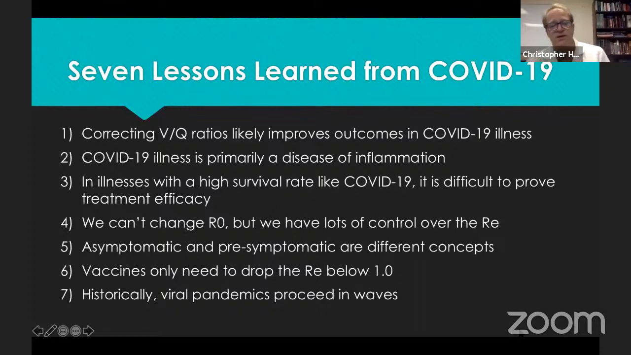A second one is that COVID-19 illness is primarily a disease of inflammation, and this has been a changing understanding over the last year. And so, for example, one of the things that we do to decrease inflammation in medicine is to give corticosteroids, and we give that for a vast number of conditions. I hurt my knee this weekend. I got a corticosteroid injection on Tuesday because it calms down inflammation.